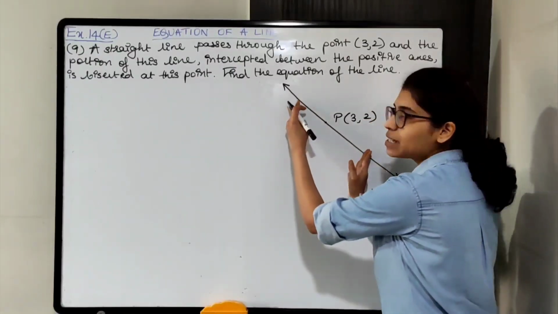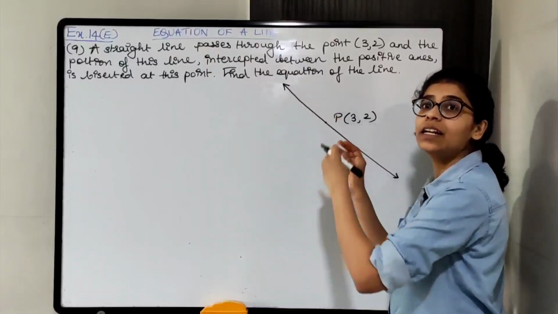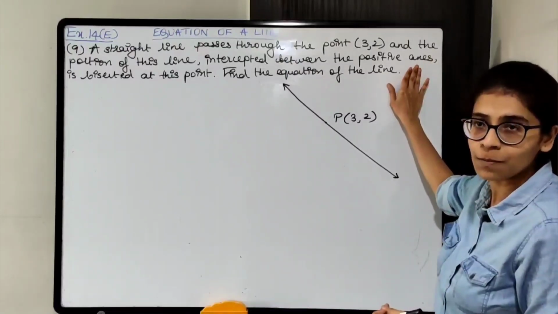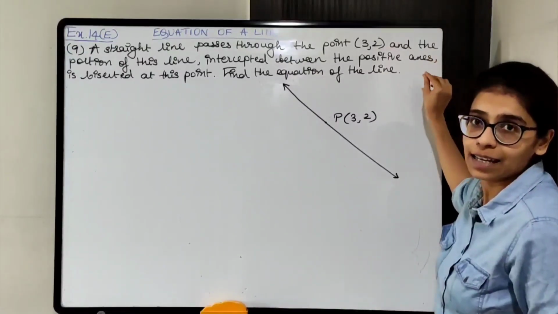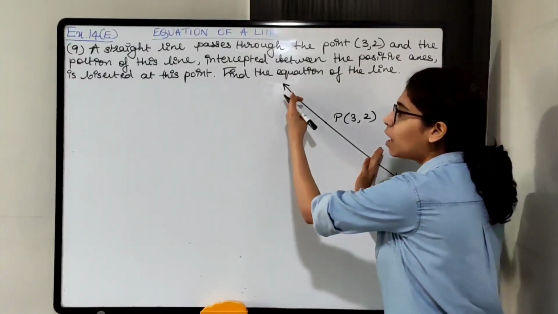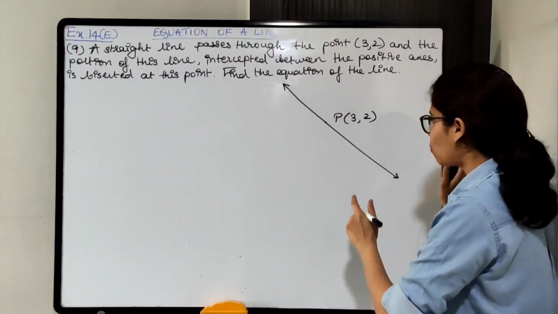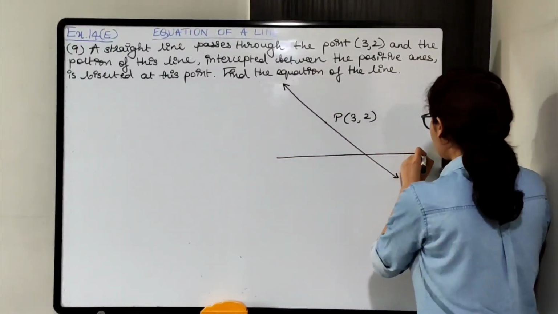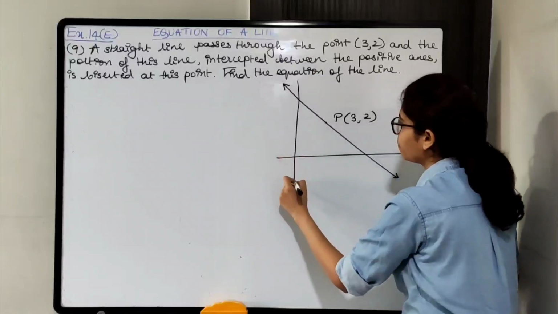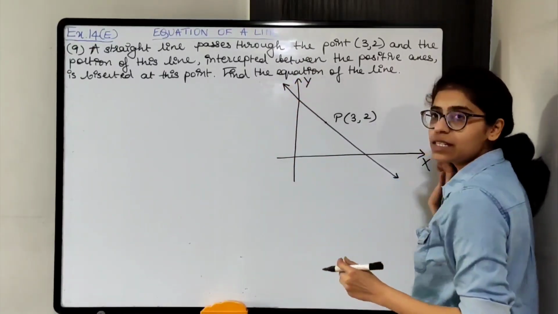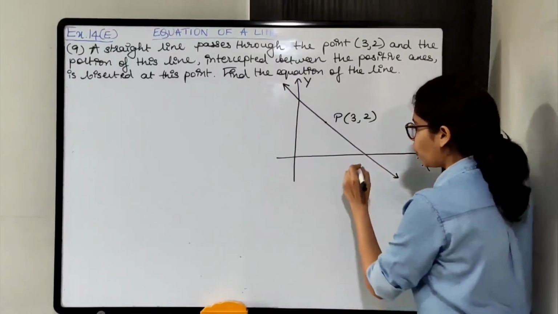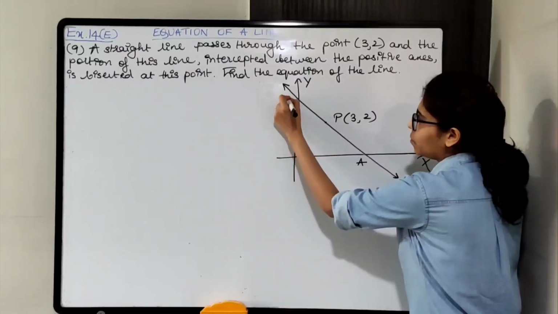A portion of this line is being intercepted, that is, it is being cut by the positive axes. Plural, students. It is AXES, not IS. So the positive x axis and y axis both are cutting a part of this line. The positive x axis and positive y axis are cutting a portion of this line. Let's say it cuts the x axis at point A, and the y axis at point B.